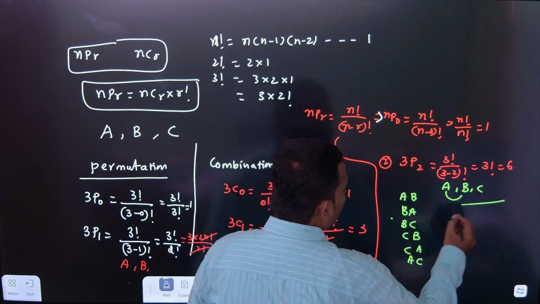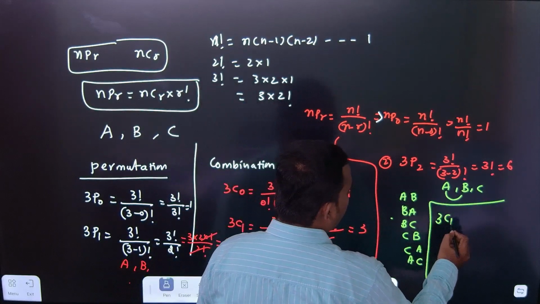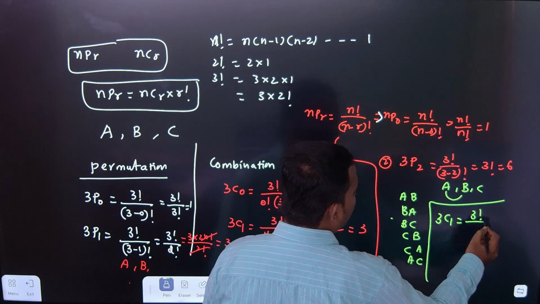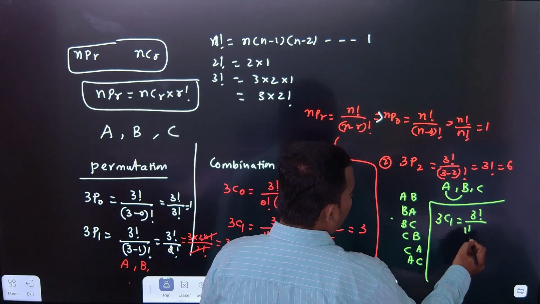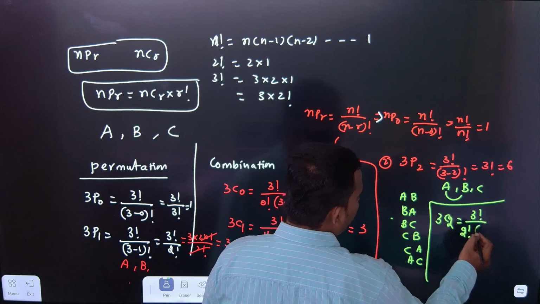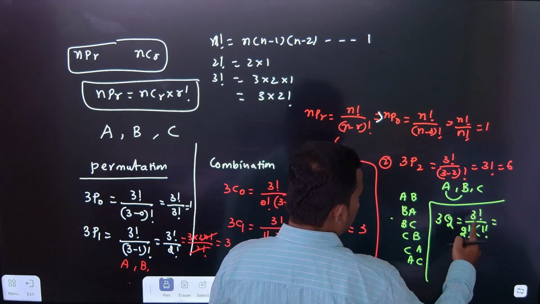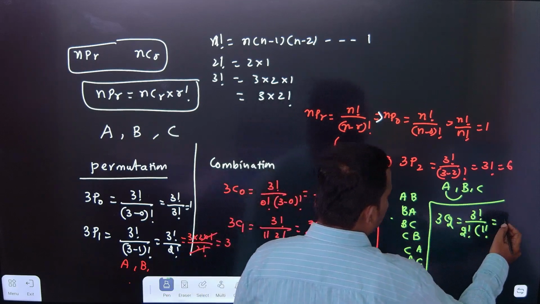But you can compare with the combination as well. So 3C2: 3 factorial divided by 2 factorial into 3 minus 2, that is 1 factorial. What is that?